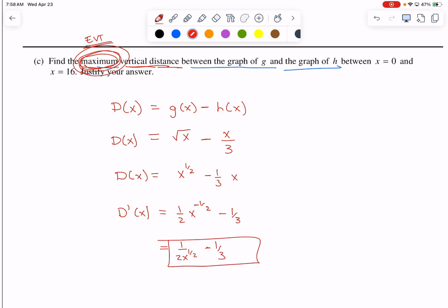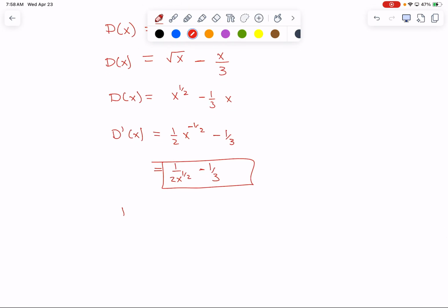So there's my derivative. To find critical values, I need to set the derivative equal to 0 or undefined. Now, undefined is easy because it's undefined where the denominator equals 0. So real quick, where is it undefined? Where the denominator equals 0. Yep, so x equals 0. Right there.